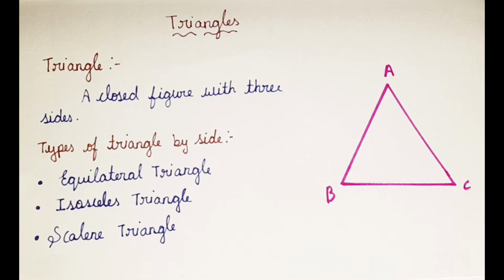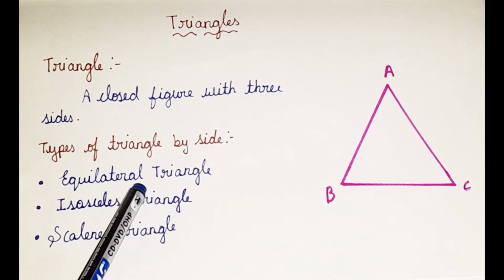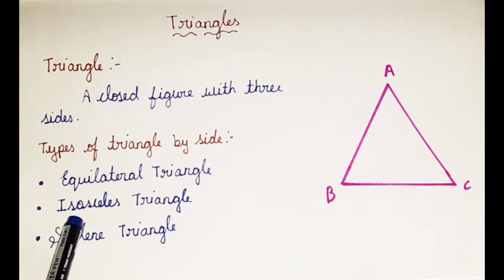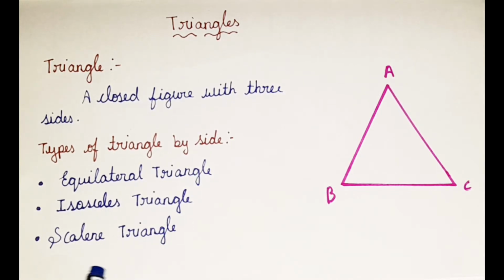Since you know what an equilateral triangle is, it means all the sides are equal. The triangle in which all the sides are equal is known as an equilateral triangle. What is an isosceles triangle? Isosceles triangle means 2 sides are equal but one side is different. Remember, 2 sides are equal but one side is different. What is a scalene triangle? A scalene triangle is a triangle in which all sides are different.